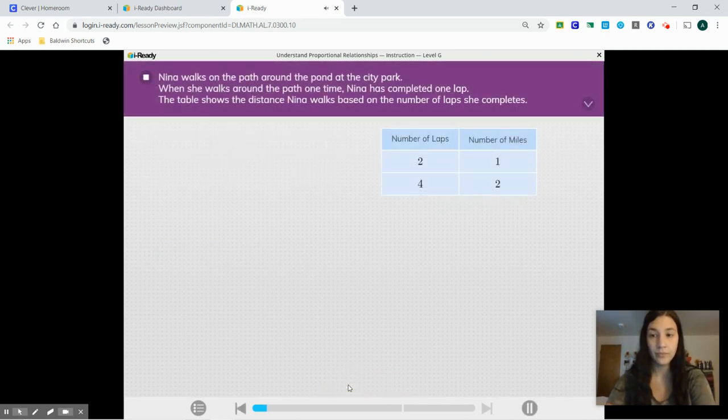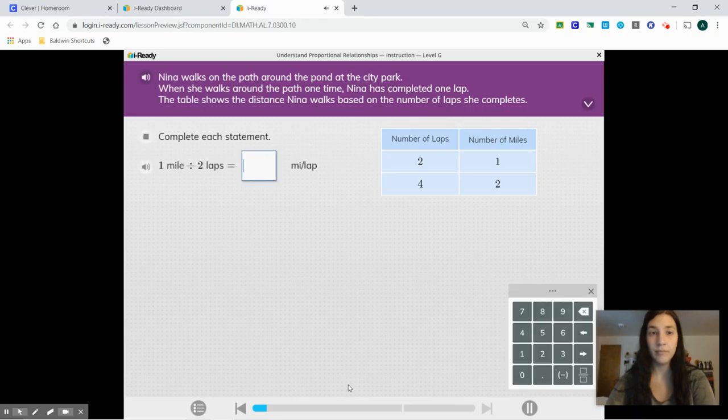Nina walks on the path around the pond at the city park. When she walks around the path one time, Nina has completed 1 lap. The table shows the distance Nina walks based on the number of laps she completes. Let's find the distance Nina walks after completing 1 lap. Complete each statement. Okay, so 1 mile divided by 2 laps is going to give us 1/2 mile per lap.